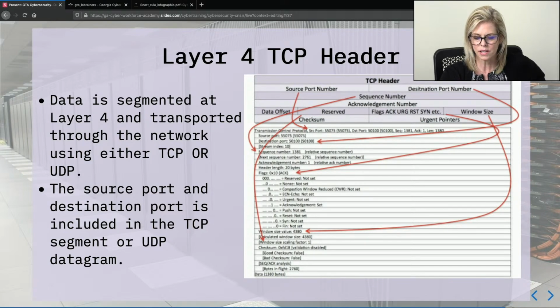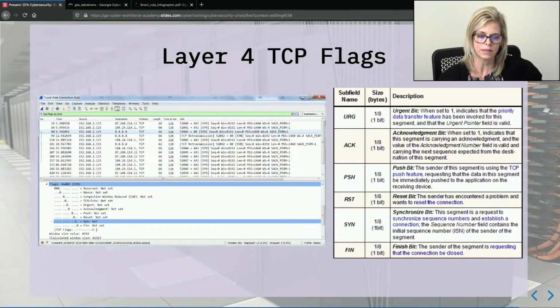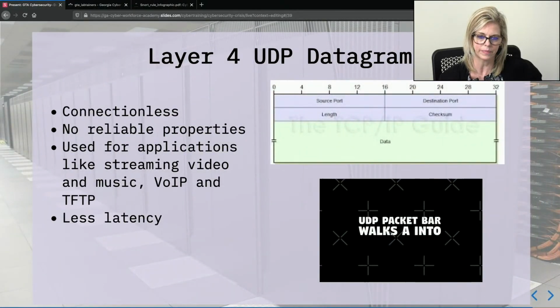So a TCP packet walks into a bar and sits down and says hello to the bartender. The bartender says hello, and the gentleman or lady says, "I'd like to order a beer." And the bartender responds back, "You would like to order a beer?" And the patron replies back, "Yes, I would like to order a beer." So that is a TCP packet walking into a bar ordering a beer. That's the example of that. And I would tell you what UDP would say, but I'm afraid you might not get it.